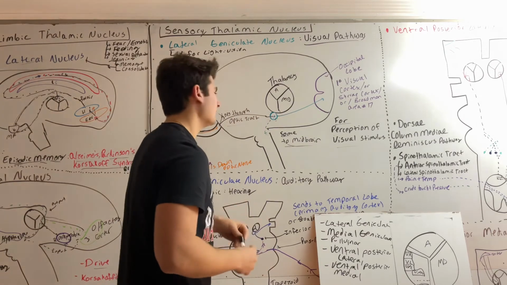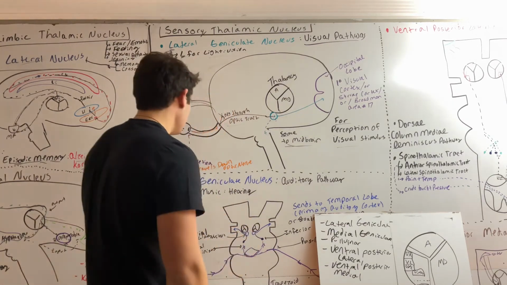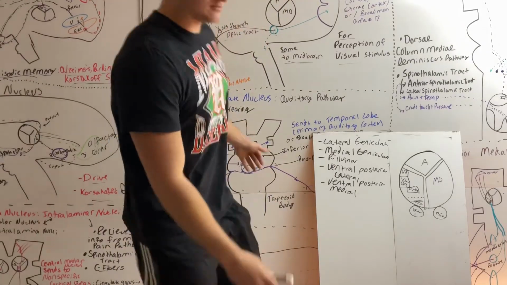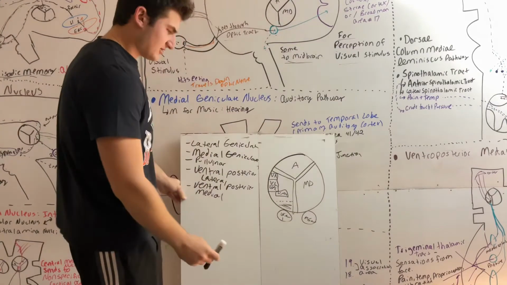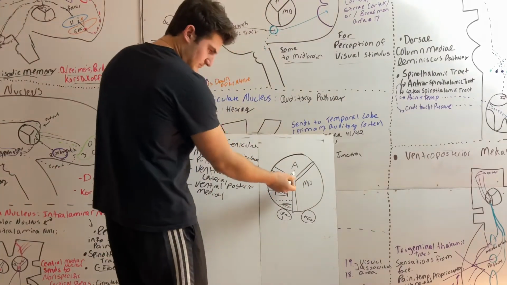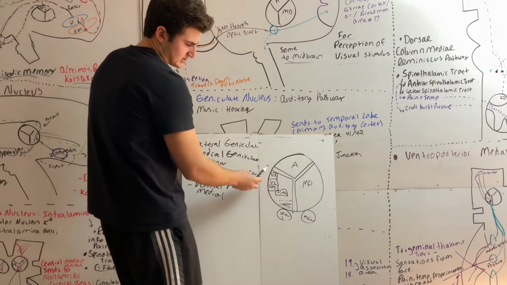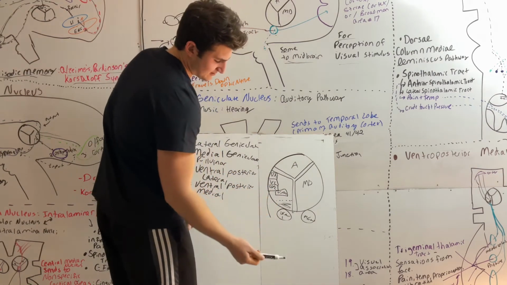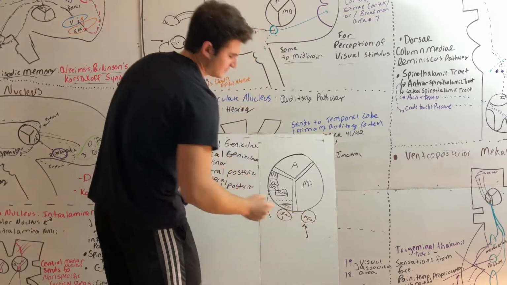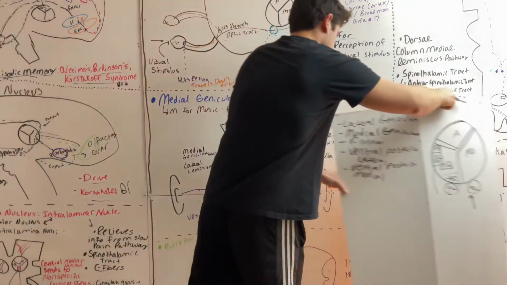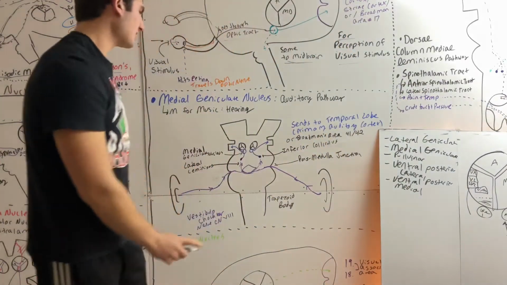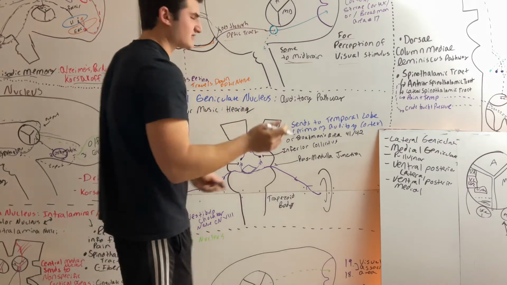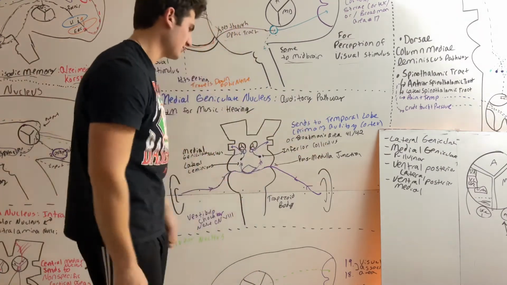Cool. Now, the next pathway I want to talk about is going to be the medial geniculate nucleus. Real quick, where's he going to be located? Anterior, medial. This is our lateral group, or lateral nuclear group: lateral geniculate nucleus, medial geniculate nucleus. Okay, here we go. We're going to think M for music. M for music, so it's for what? Hearing. So it's our auditory pathway.